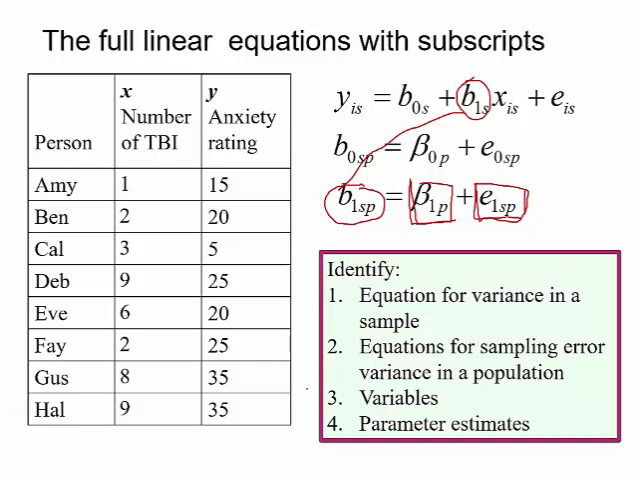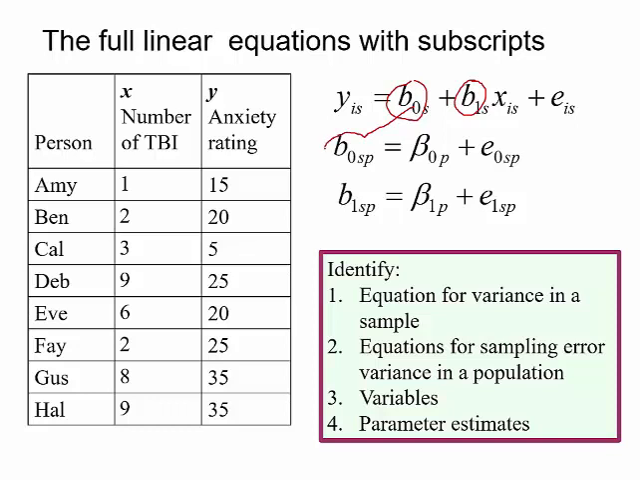And so we have the same two types of equations for variance in a sample, equations for sampling error variance in a population. In our top equation for variance within a sample, there are variables and parameter estimates, and every parameter estimate in our top equation is taken out and comes down here, has an equation of its own, where we predict that parameter estimate and say that parameter estimate is equal to the true population parameter plus error.